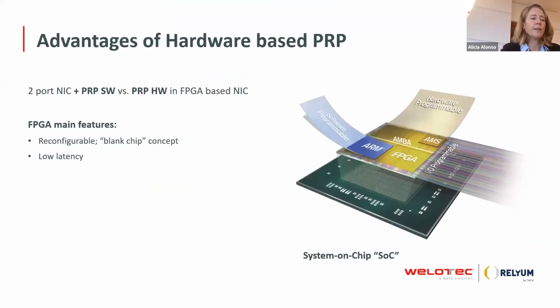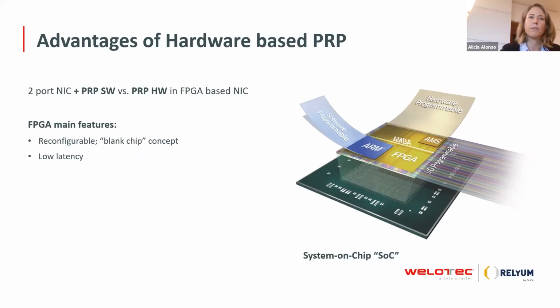So after reviewing the main concepts of the protocols and which are the most suitable applications, I will try to focus on some specific particularities of PRP. HSR is a very demanding protocol, so normally all the implementations are based on a hardware platform. In the case of PRP, you can find two types of implementations. On one side, you can find software solutions based on a software implementation combined with the regular Ethernet NIC, for example. And on the other side, you can find PRP hardware implementations that are normally based on FPGA technology.